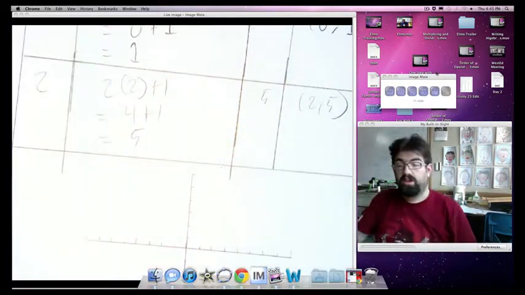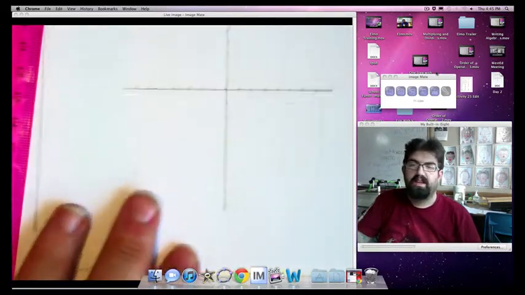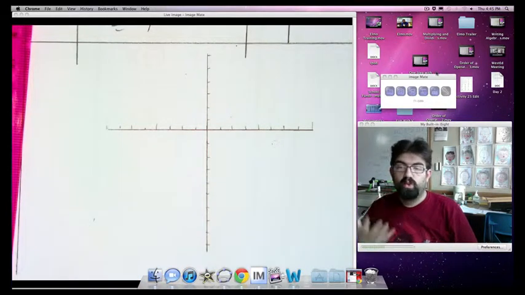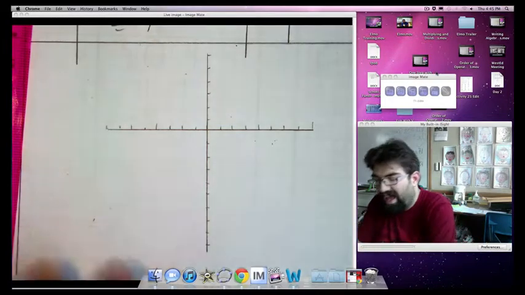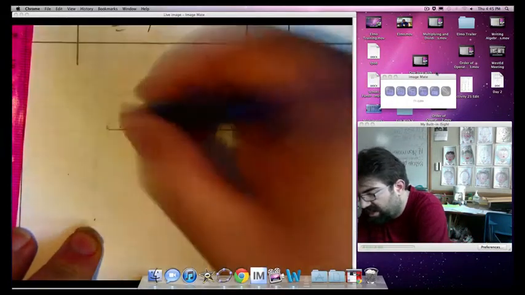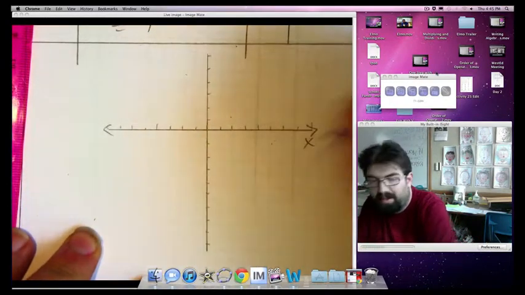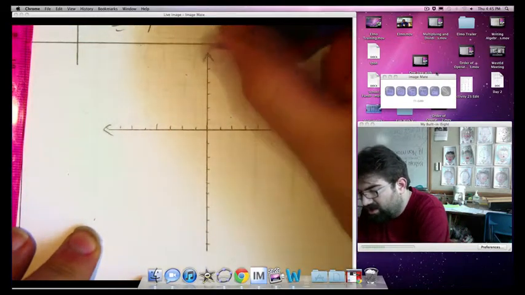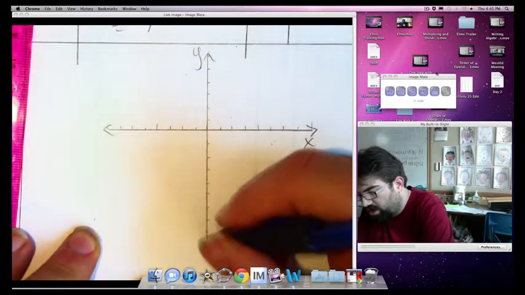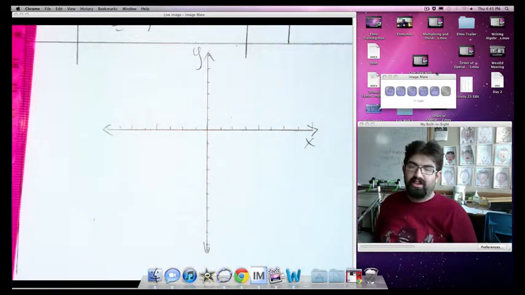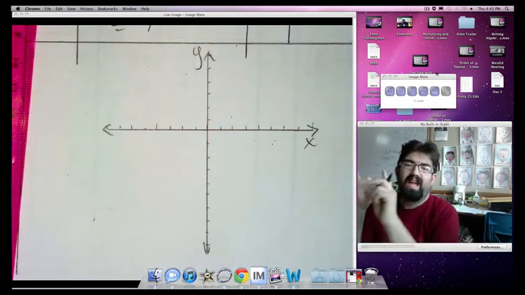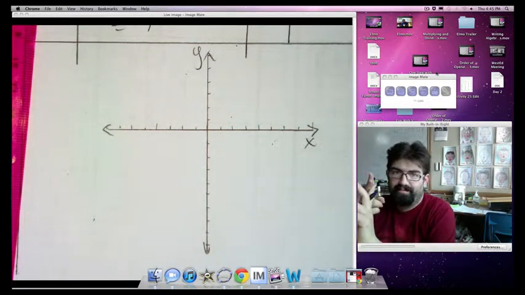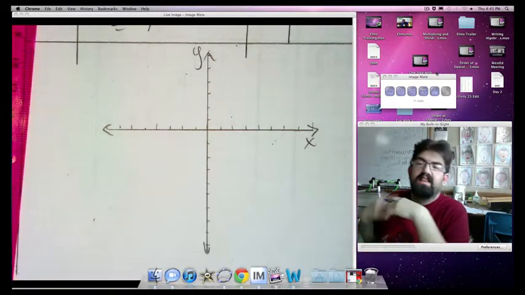Okay. So here's my coordinate plane. There are some rules I have. 1, these are 2 number lines put together. This is like a number line and then another number line shoved through it at a right angle. So we have to have it labeled X and Y. It has arrows. They are lines.